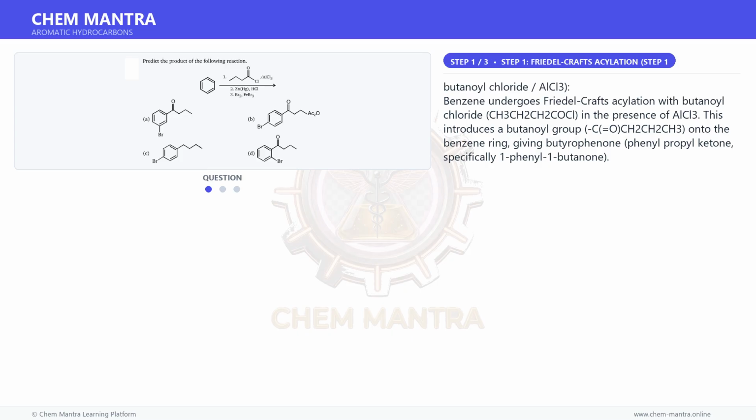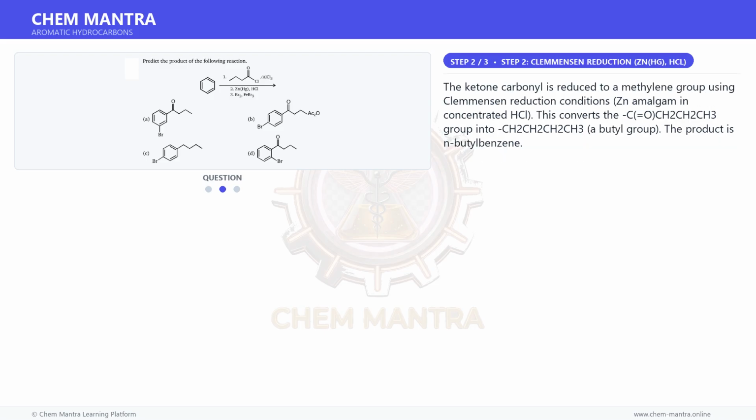Butanoyl chloride, AlCl3. Benzene undergoes Friedel-Crafts acylation with butanoyl chloride, CH3CH2CH2COCl, in the presence of AlCl3. This introduces a butanoyl group, C=O, CH2CH2CH3, onto the benzene ring, giving butyrophenone, phenyl propyl ketone, specifically 1-phenyl-1-butanone.